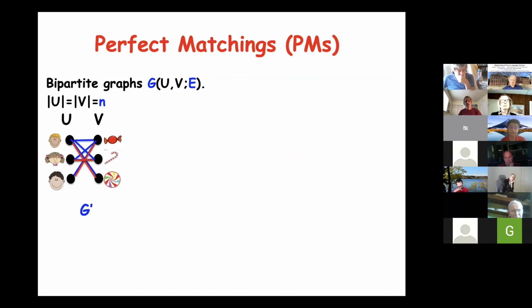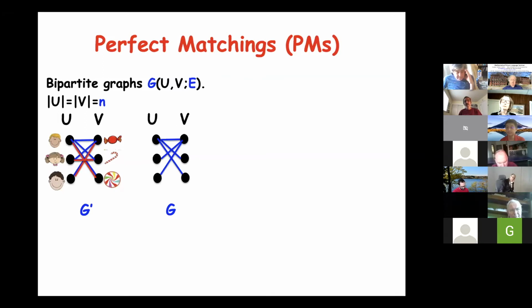There is a matching, right? A perfect bijection between the kids and the candies. So this is one graph where the answer is yes to the bipartite matching question. And this is another graph where the answer is no. So sometimes it's yes, sometimes it's no. And it's a very old problem. It's been studied for a long time.